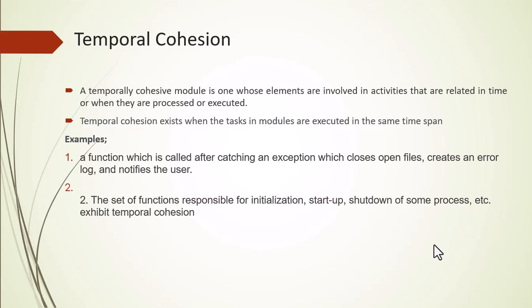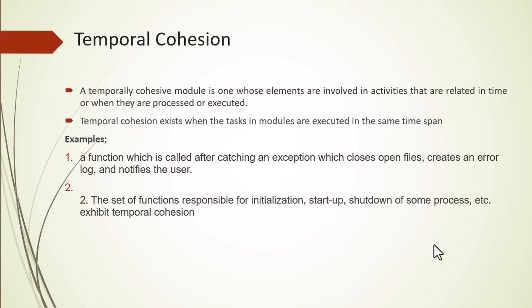For example, a function which is called after catching an exception, which closes open files, creates an error log, and notifies the user. You know that exceptions are the exceptional cases, such as divide by 0, array bound exceeded, string size exceeded, etc. When you enter a number instead of a character or a character instead of a number, an exception arises and it is called. But it is often called only when needed, not all the time. So this is the temporal cohesion.